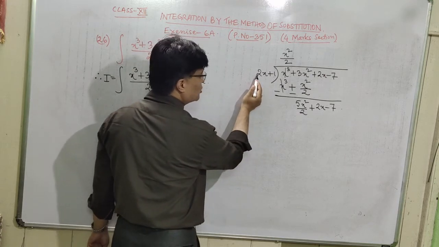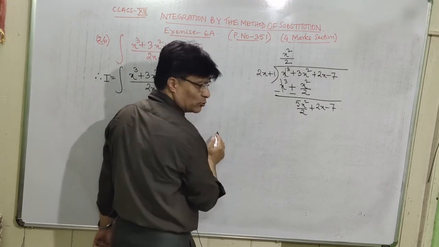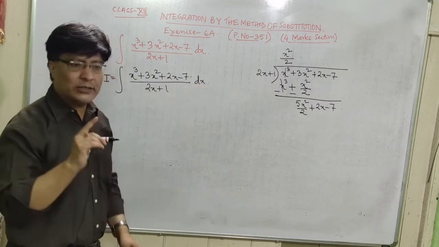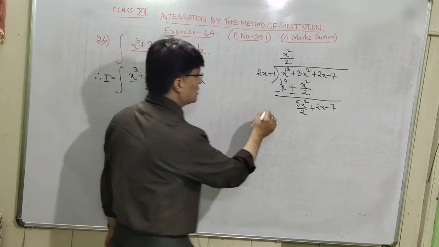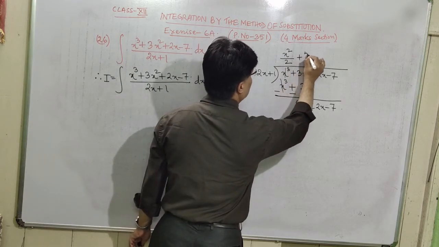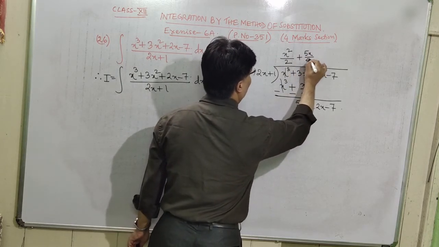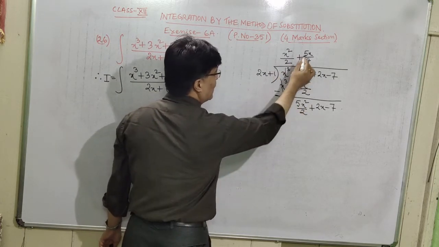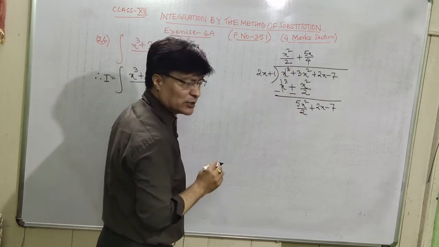Here the coefficient of x is 2. Here the coefficient of x square is 5 by 2. By which number or by which expression will you multiply this 2x to get 5x square by 2 plus 5x upon 4? So 2 into 5 by 4 will be 5 by 2, and x into x is x square. You will get 5 by 2 x square, right?